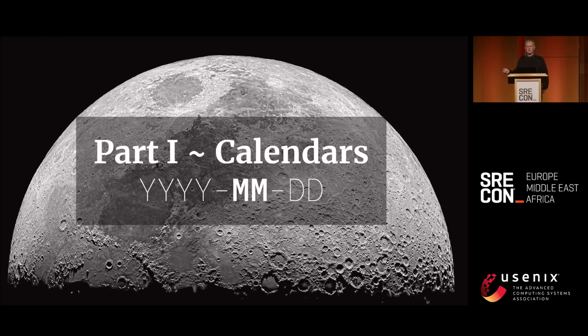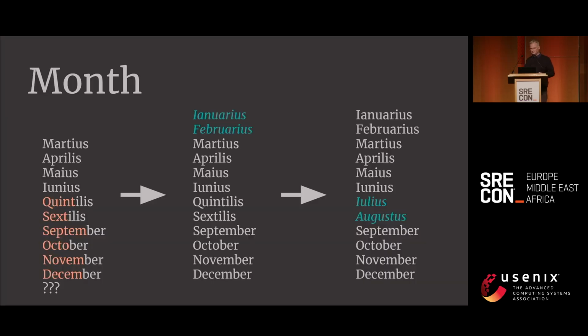Up next, what month is it? The usual definition of a lunar month is 29.5 days, but how do we construct a calendar out of a half? Let's talk about months.